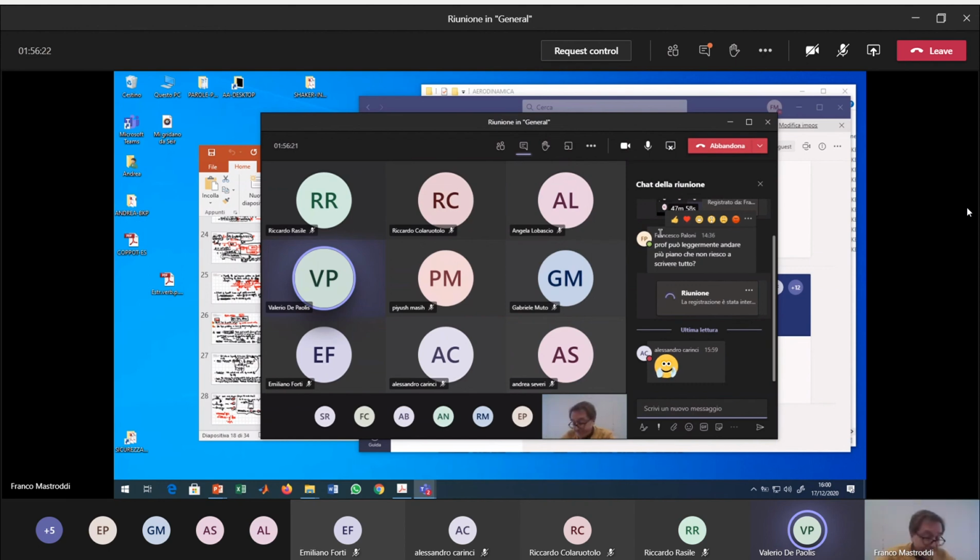Di 2 o 3 lezioni. Adesso non ricordo benissimo, però una settimana e mezza più o meno di lezione, non ricordo precisamente. Però per il resto molte cose interessanti.